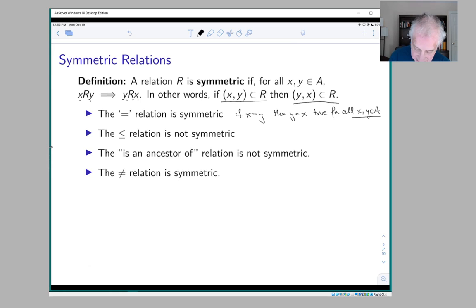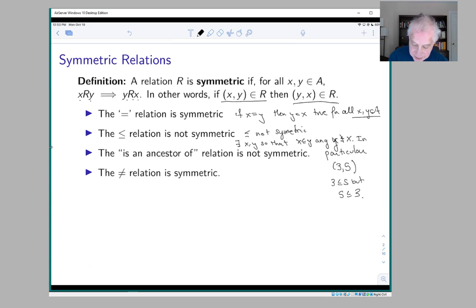And that's what goes wrong with less than or equals, because less than or equals is not symmetric. To show it's not symmetric, there exist x, y so that x is less than or equal to y and y is not less than or equal to x. In particular, 3, 5. Right? 3 is less than or equal to 5, but 5 is not less than or equal to 3.